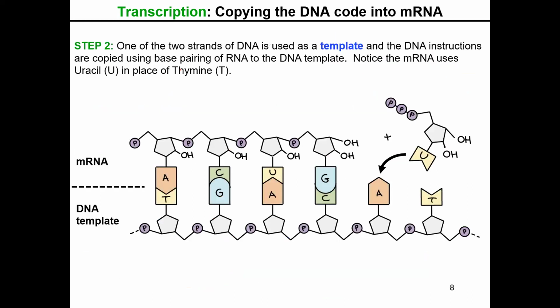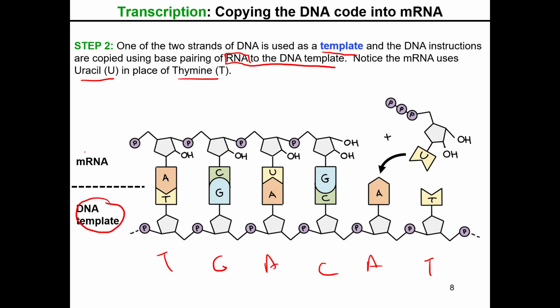So after step 1, in step 2, what's going to happen is one of the 2 strands of DNA is going to be used as our template, and the DNA instructions are copied using our base pairing rule of RNA to the DNA template. So remember, that's a very important thing because instead of thymine, we're using uracil. So this right here is our DNA template. And you can see that in this one, it's T, G, A, C, A, and T.